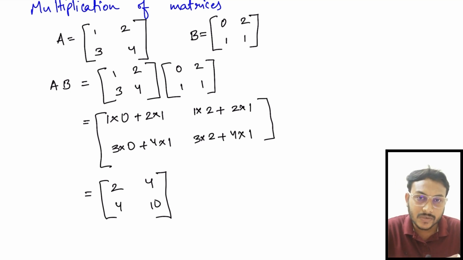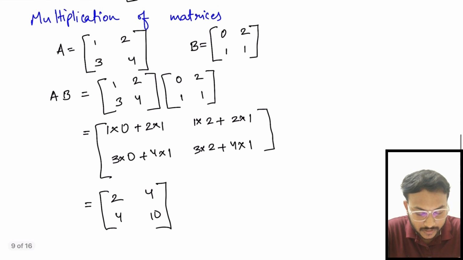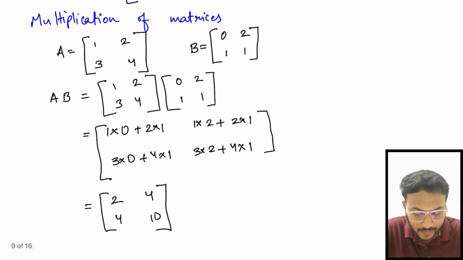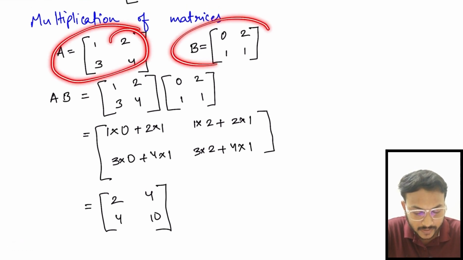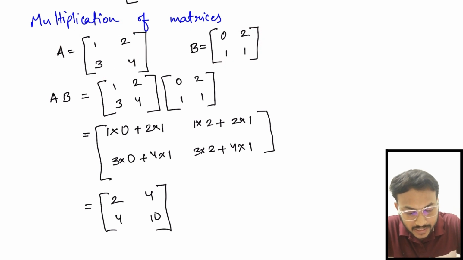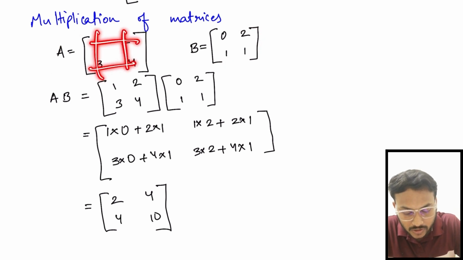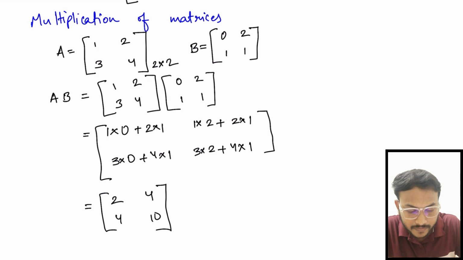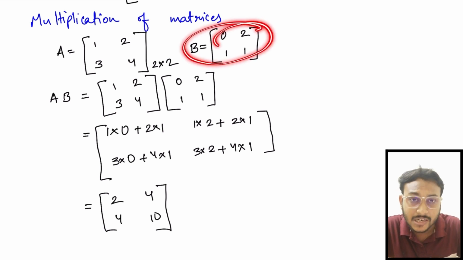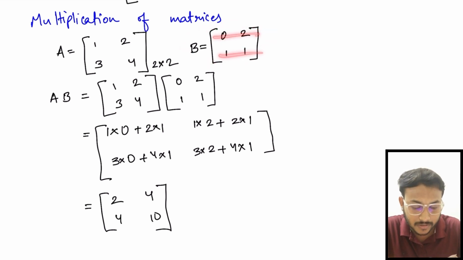Okay, this is how you multiply two matrices. So let me revise how I multiplied two matrices. I have taken an example of a matrix. This is matrix A, this is matrix B. Matrix A has 2 rows and 2 columns, so matrix A is 2 by 2. Matrix B has 2 rows and 2 columns, so the order of matrix B is 2 by 2.